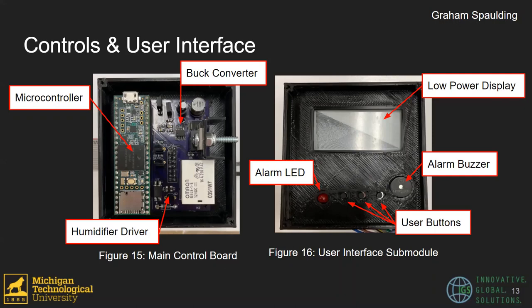The user interface submodule, shown on the right, is used to convey and receive information from the user. The low power display shows the infant's vitals as well as the incubator's temperature and humidity. The push buttons allow the user to adjust temperature and humidity set points. The alarm alerts the user with a light and a buzzer. The screen also displays those issues. For example, it could be low heart rate, or refill the humidifier soon.